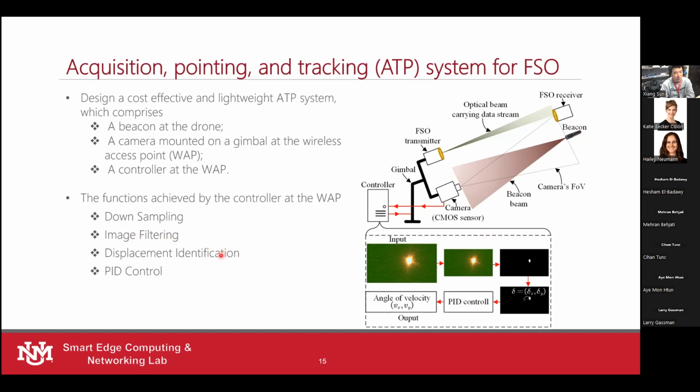And the third function is displacement identification, where we try to calculate the displacement, or the distance, between the center of the beam spot and the center of the camera's field of view. Based on this displacement, we use the PID control algorithm to calculate the velocity of the gimbal. How do we adjust the direction of the gimbal based on the displacement?